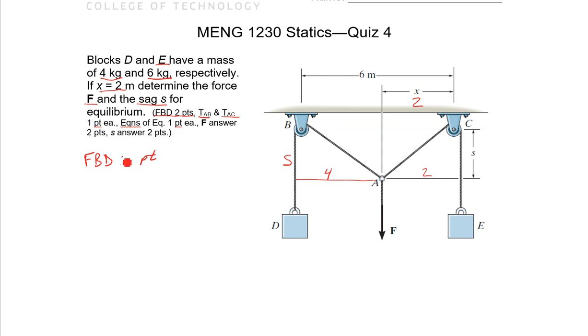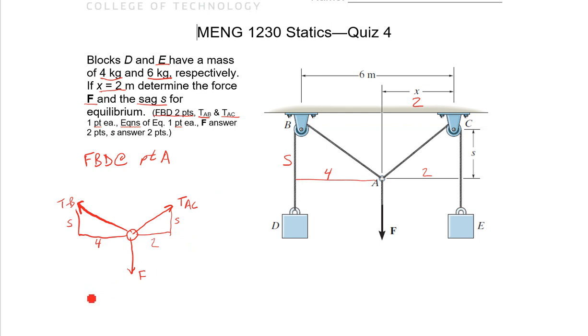So I'm going to take this at point A. So here's my ring. I have force F acting that way. This is tension AC, and that's acting. This would be 2. This is S. Then I have another tension AB. That's going to be 4 and S. So I wanted to see some indication. You could use an angle to designate that, but we needed to come back to the geometry for that to solve the values.